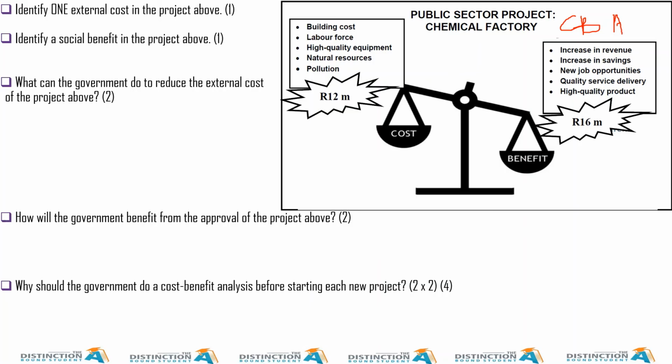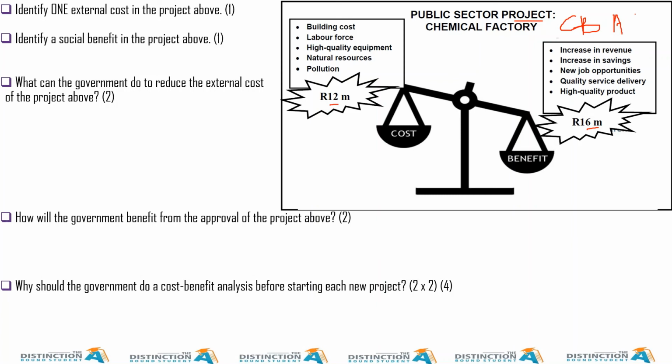CBA. Cost benefit analysis. So you analyze the costs, you analyze the benefits, and you see whether or not a project is feasible. And government does this when they want to embark on a project. So they do a cost benefit analysis. So this one here, you see the benefits outweigh the costs because the benefits are bigger than the costs. So this is a worthwhile project. So government should continue and invest 12 million into this project because the benefits outweigh the costs. So that's cost benefit analysis.